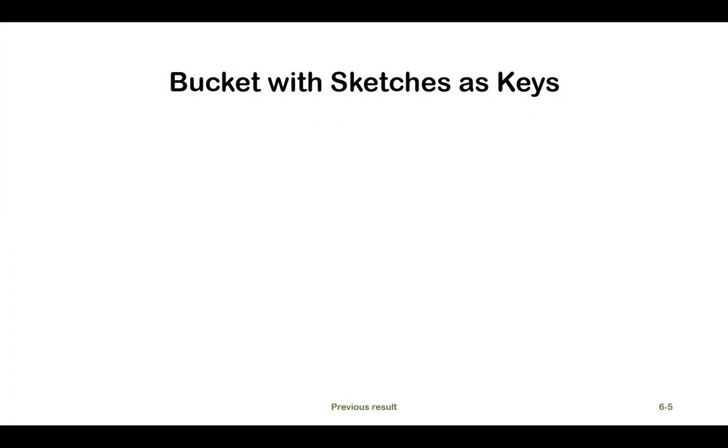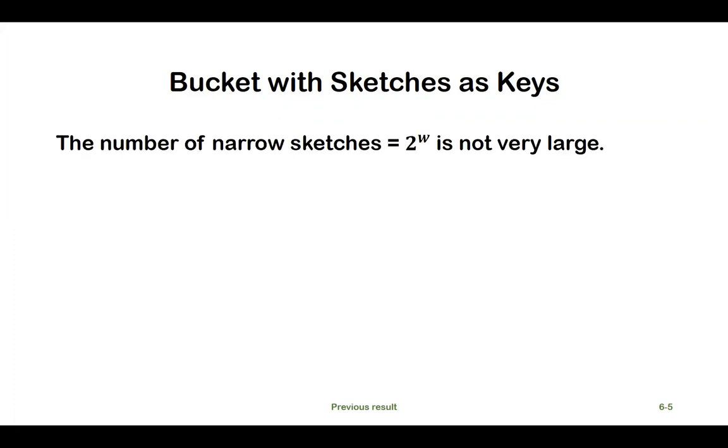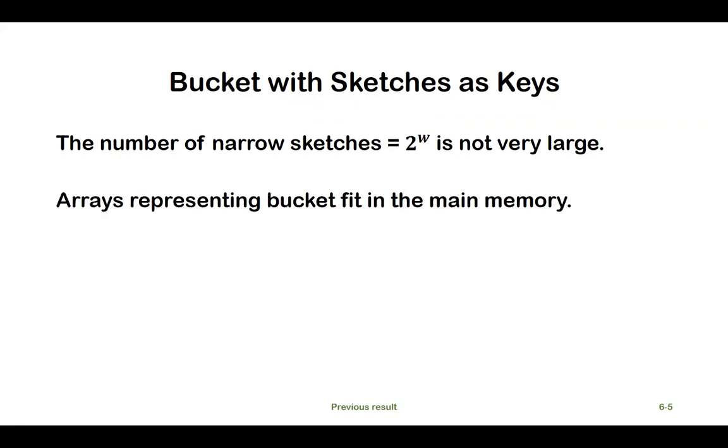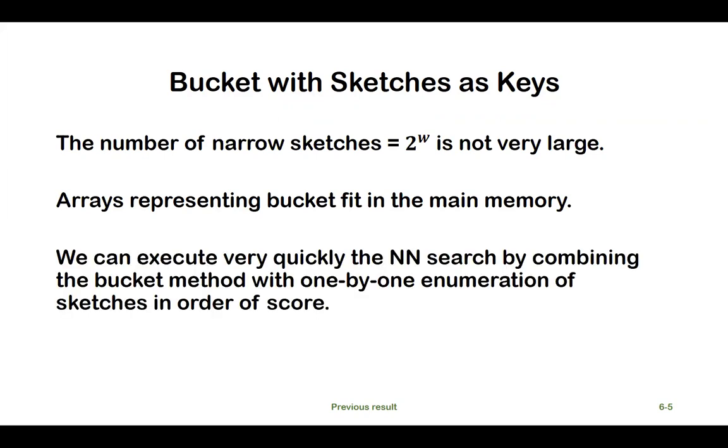We can use the bucket method to manage the dataset indexed by narrow sketches such as 16 bits, because the number of narrow sketches is not very large and the arrays representing the buckets fit in the main memory. Therefore, we can very quickly execute the nearest neighbor search by combining the bucket method with one-by-one enumeration of sketches in order of score.